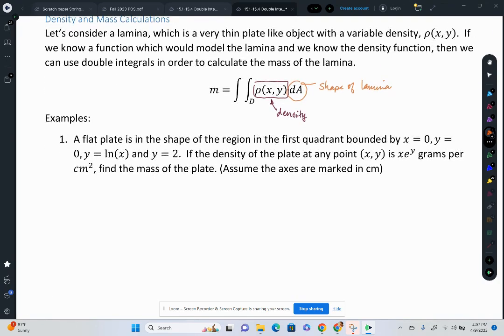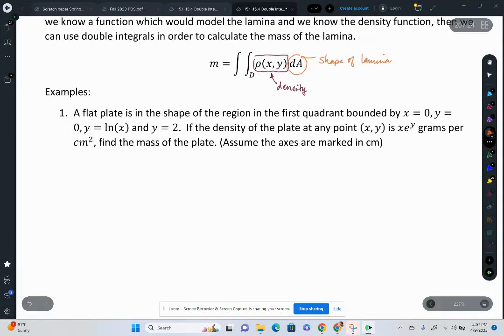We have a flat plate. It's in the shape of a region in the first quadrant that's bounded by x equals 0, y equals 0, y equals ln of x, and y equals 2. I'm going to start just with that. We need to draw this region.